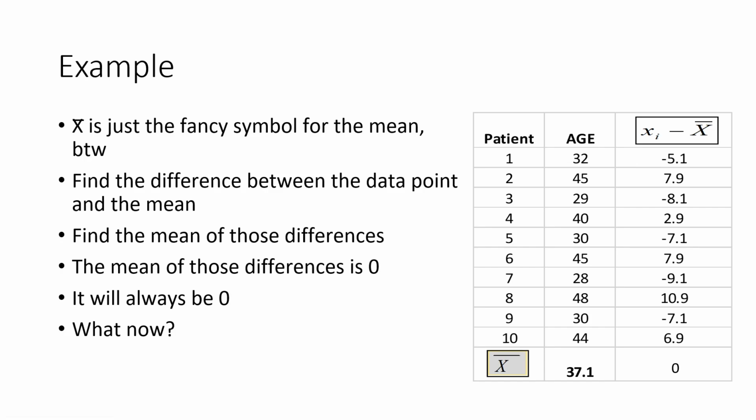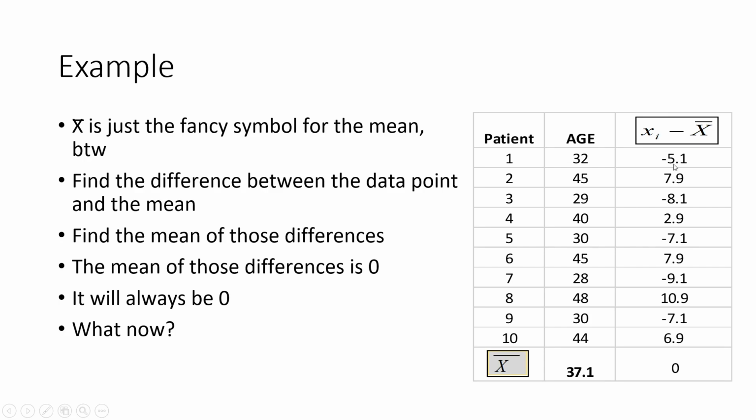Then what we did is we found the difference between each of the patient's ages and the mean age. So we went 32 minus 37.1, that's negative 5.1. 45 minus 37.1, that's 7.9. 29 minus 37.1, that's negative 8.1. Next patient, 40 minus 37.1, that's 2.9, and we did it for all 10.